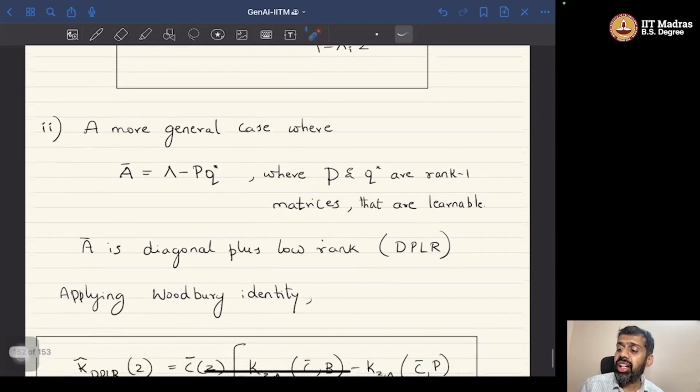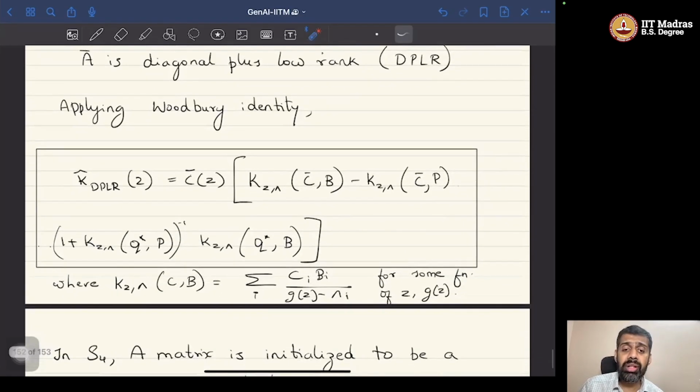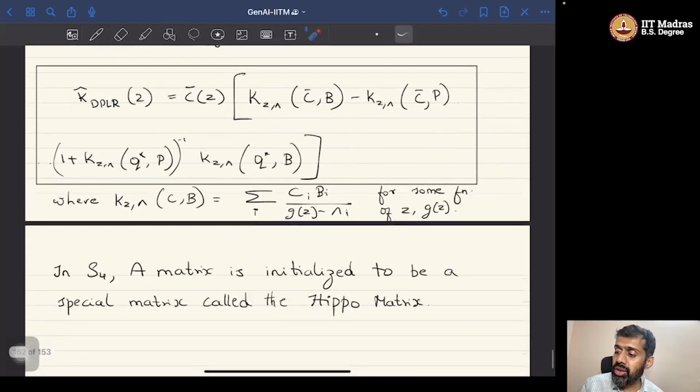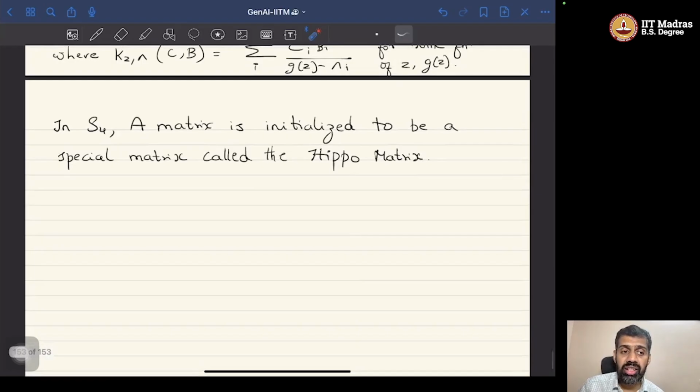To make it more general, instead of making A bar diagonal, one can make it a sum of a diagonal matrix and low rank matrices. It's called diagonal plus low rank matrices. And using some matrix algebra tricks, what can be shown is that the kernel happens to be a linear combination of multiple Cauchy kernel terms, where each of the Cauchy kernel terms has this particular form where you multiply scalars and divide by some function of z subtracted with the diagonal elements of A. Okay, this constitutes the SSM layer or S4 layer that can be used in any neural network.